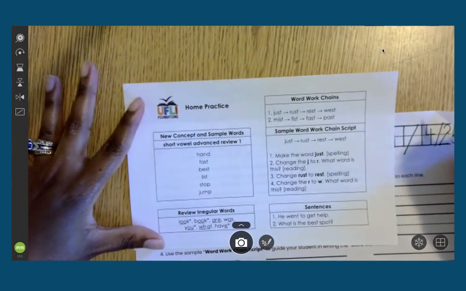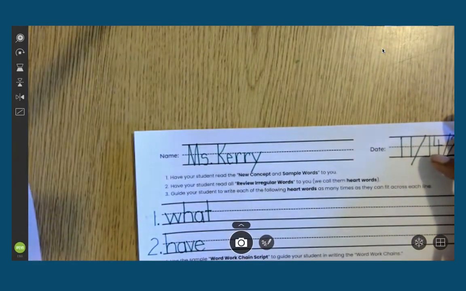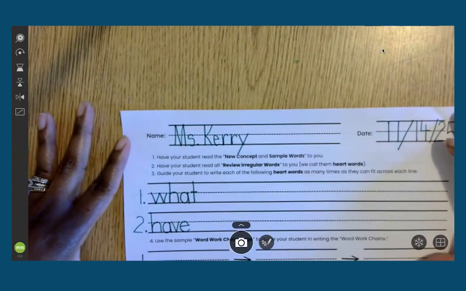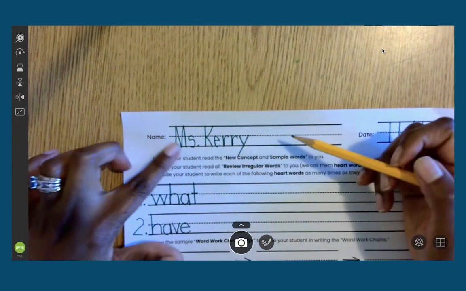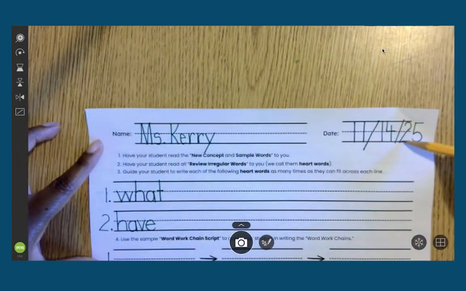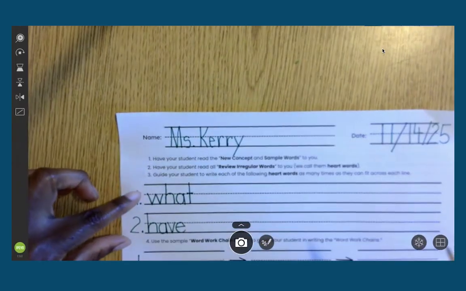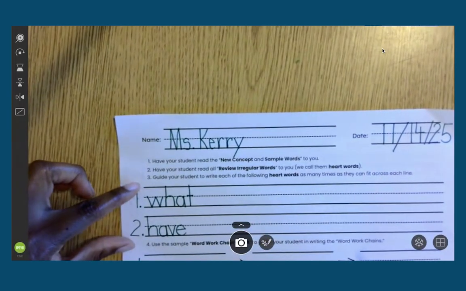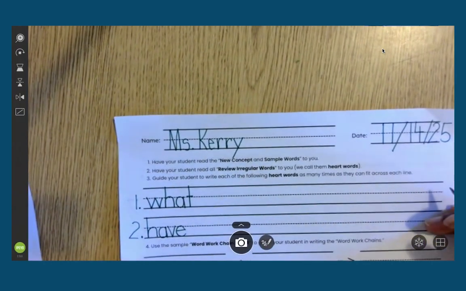Now, after reading, students will go to the worksheet, and they'll first write their names at the top. This is my name, but you'll have your child write their name, and the date will be already written. Then students will see two words each week that will appear differently each week on their sheets. The first word here, we have what.